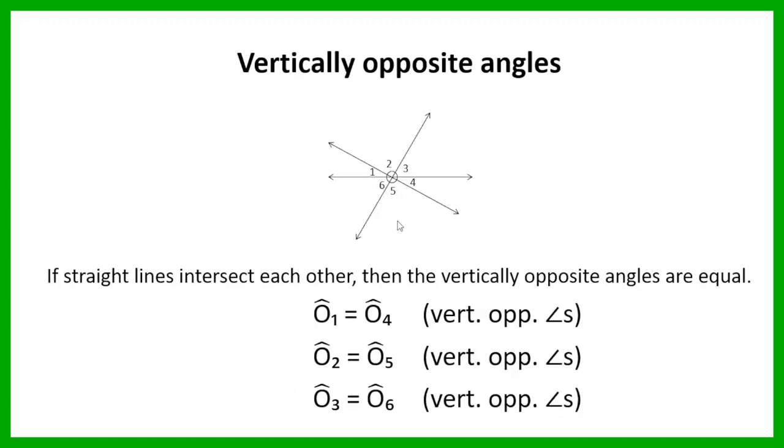Over here, we have our vertically opposite angles. So when you've got straight lines that are crossing over each other, intersecting at one place over here, then the angles that are directly opposite each other, the vertically opposite angles, will be equal to each other. And our reason is vert-op angles, vertically opposite angles. So here I've got three pairs of vertically opposite angles, angle O2 and O5, angle O3 and O6, and angle O1 and O4. All of those are vertically opposite angles in those pairs, and they will be equal to each other.